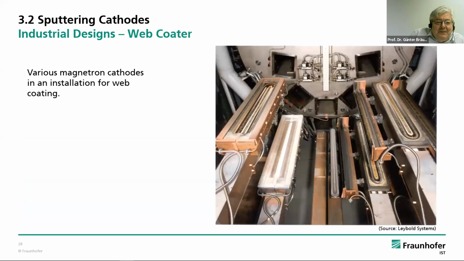Next, please. Magnetron sputtering took off at the beginning of the 80s when the glass coaters came up, and everyone wanted to have the new magnetrons. And here you see different kinds of magnetrons in a web coater, for metallic sputtering or for reactive sputtering. In this case, it was ITO from a metallic target in a reactive process.